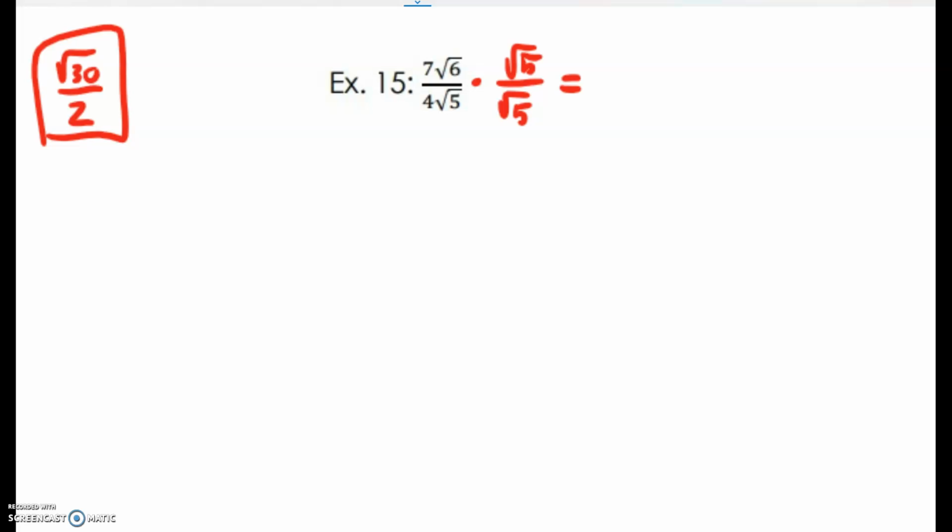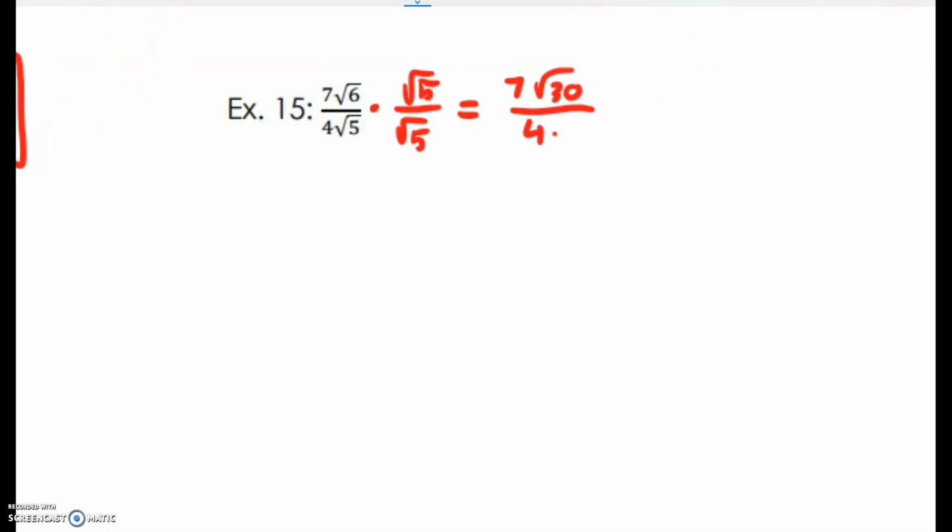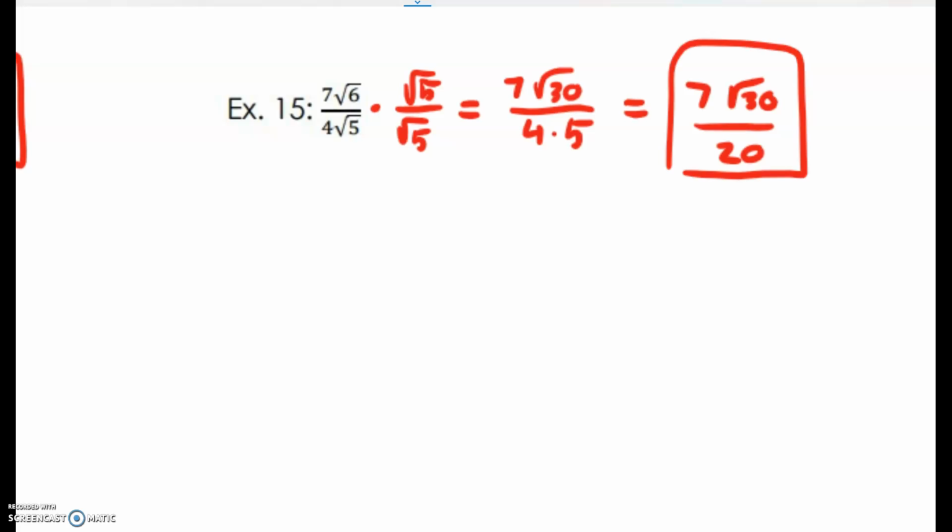So this is going to become 7 radical 30 in the numerator. And then in the denominator, I've got 4 still there. And then radical 5 times radical 5 is just 5. So I've got 4 times 5, which is 20. So 7 radical 30 over 20. Radical 30 doesn't go any further, and 7 and 20 don't go any further. They don't have common factors. So that's as far as we could go for number 15.